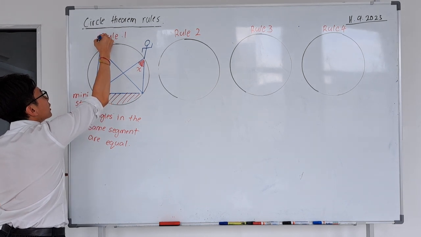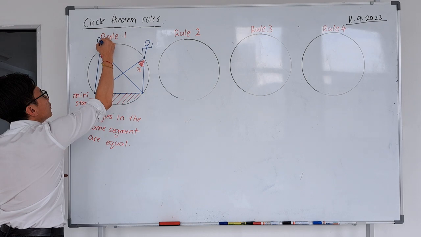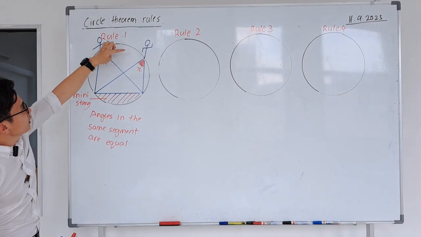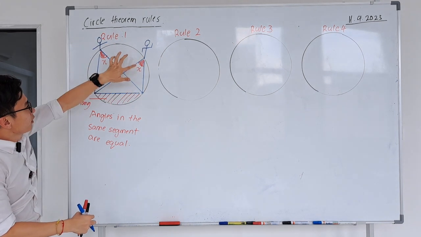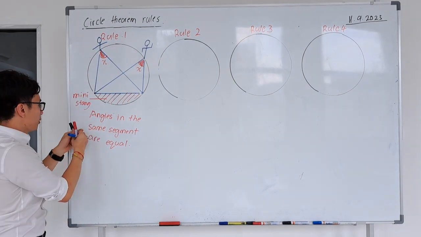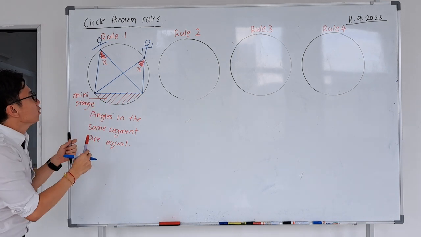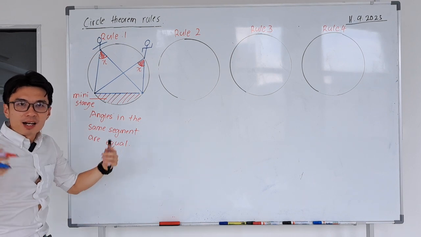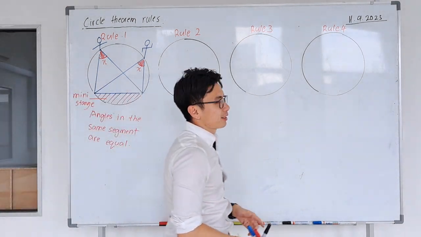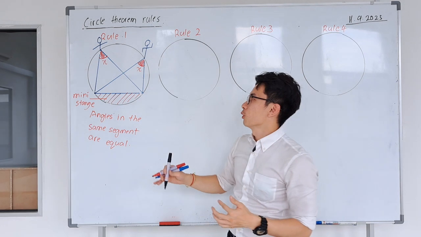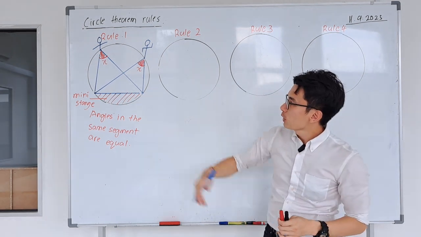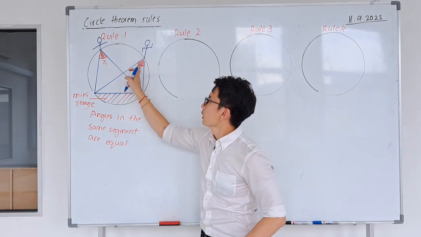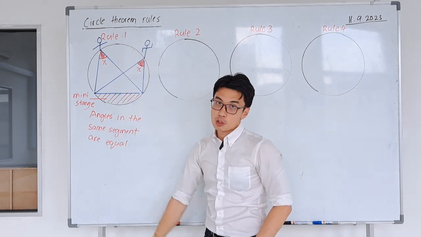So let me draw another stick man over here. You can see these two dancers. They are standing on the same mini stage, a mini platform over here. So we can know that the angles in between their legs are the same. This is just an interesting way for me to remember this property. So that's rule number 1: angles in the same segment, angles that are created from the same segment, are equal.